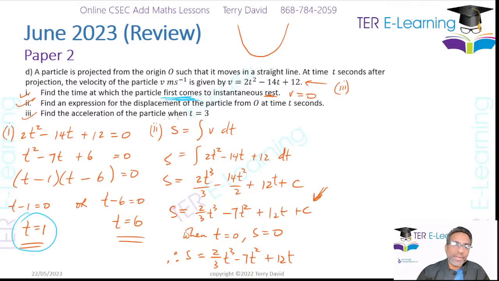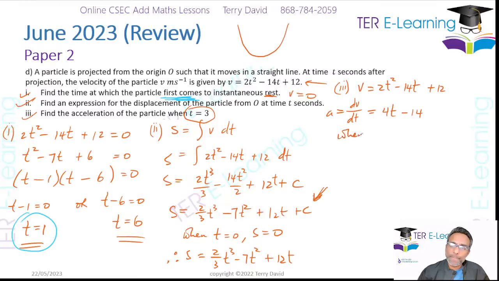So when I differentiate velocity, I'm going to get acceleration. So if I have v is equal to 2t squared minus 14t plus 12, dv/dt is going to be your acceleration. So when I differentiate this, I'm going to get 4t minus 14. So all we need to do is to substitute t is equal to 3 into that formula.